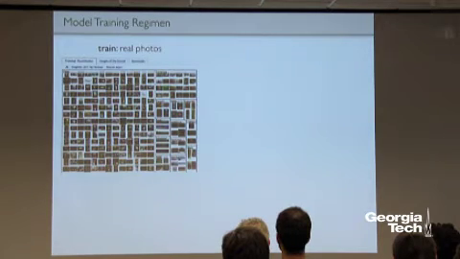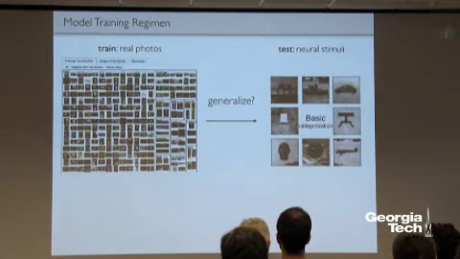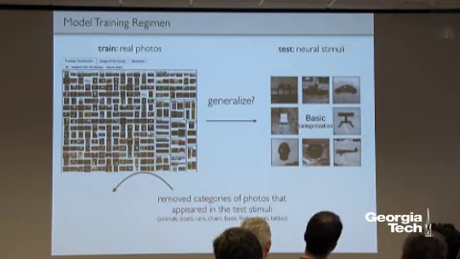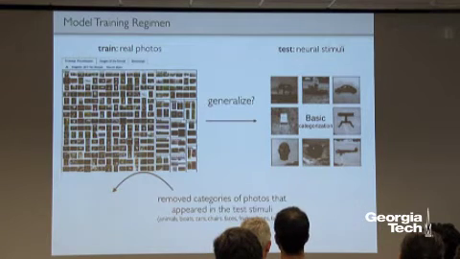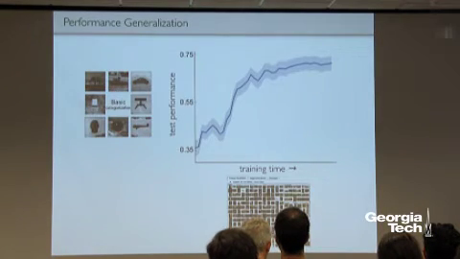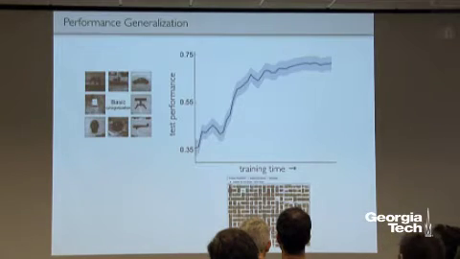The first question was, well, okay, having done that, does it generalize to the types of stimuli that we had here, right? And to make the test as strong as we could, we removed categories of photographs that didn't appear in the test stimuli. Okay, so no animals, no boats, no cars, et cetera. Okay, we got a model that way, and then we tested it, and it turned out that actually, as you get better on this training task, you get better at the performance on the testing task as well. So generalization worked pretty well.